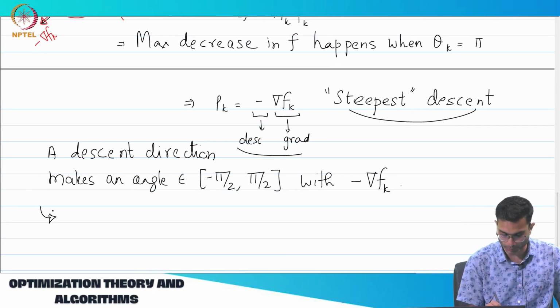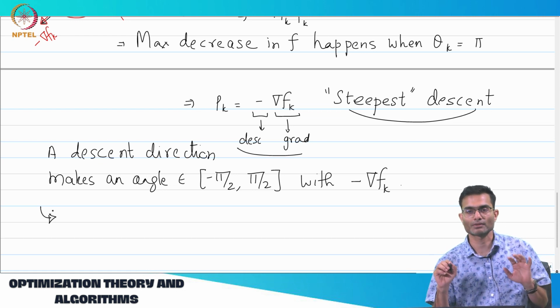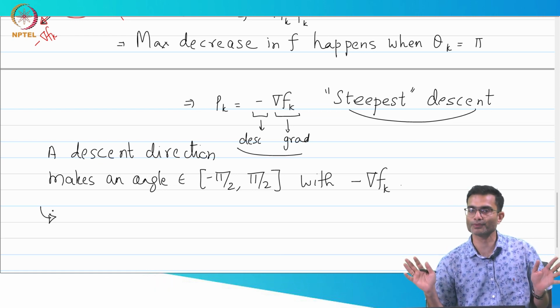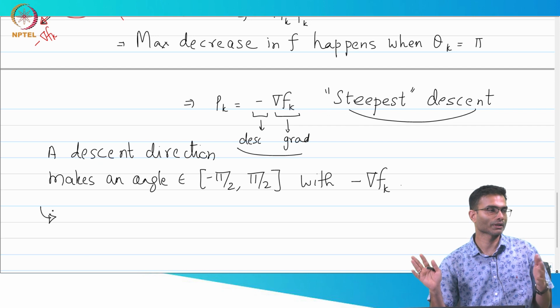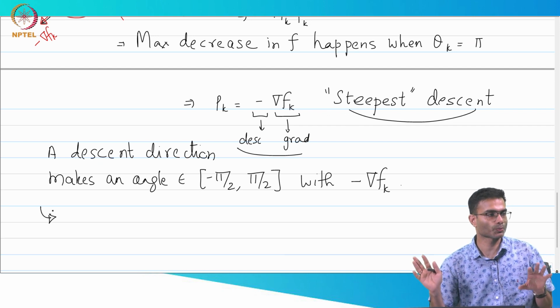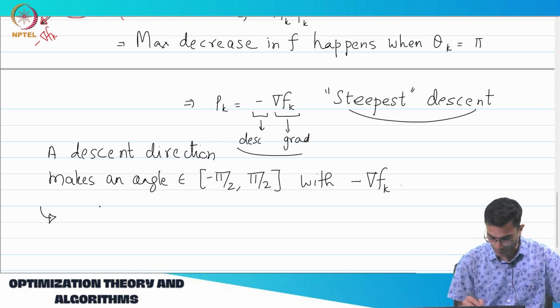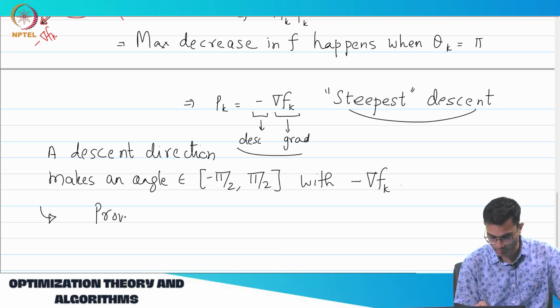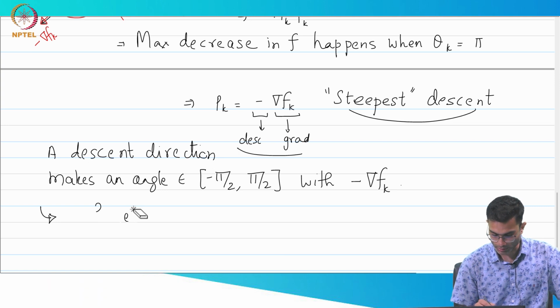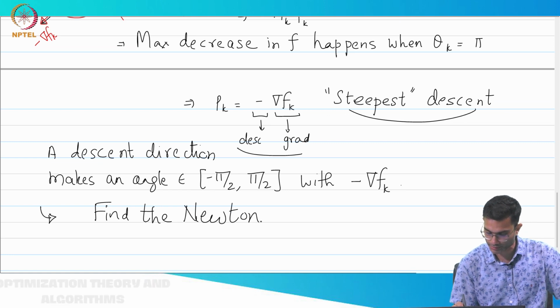Okay, so we have spoken about, when I say legitimate descent direction, all that you have to ensure is the angle. Is it less than 90 degrees with the negative gradient? Then you are fine, then it's a descent direction. Okay, so now let us find the Newton direction.